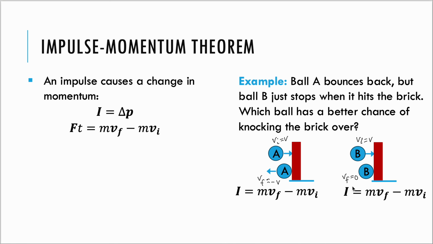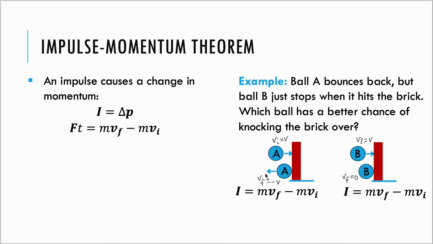So even without plugging in these values, we can see that ball A is going to have a greater change in momentum, because there's a change in momentum when it stops, and then another change in momentum when it bounces back, while ball B only has that change in momentum when it stops.